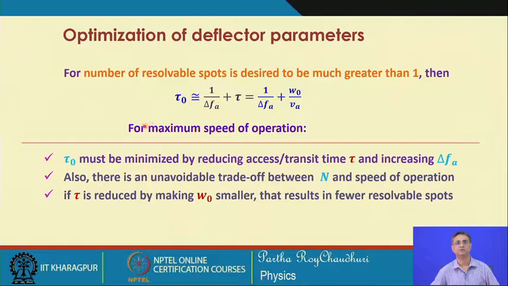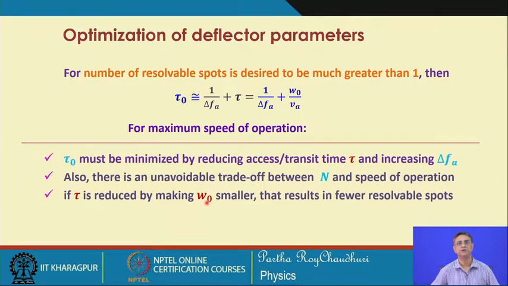Using this for maximum speed of operation, we can optimize this in this form. So, tau t must be minimized by reducing the access time or the transit time tau, and increasing this delta f, you have to increase this equation. Also, there is an unavoidable trade-off between the number of resolving points and the speed of operation, because if you want to increase the speed of operation, then the number of resolvable points will automatically become less. So, that is why one has to make an optimization of this.